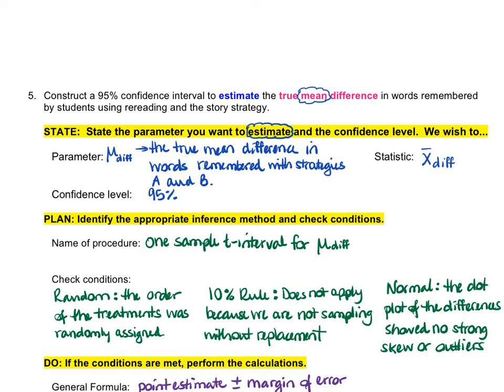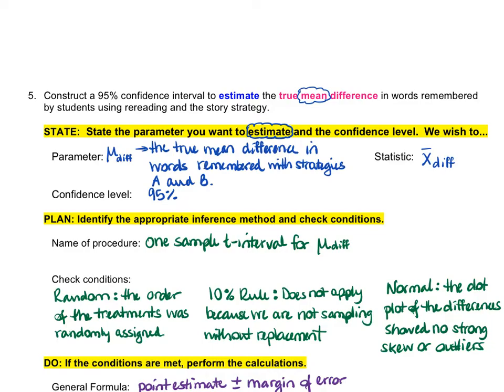In terms of the 10% rule, we are not sampling without replacement, so the 10% rule does not apply. And for normal, the dot plot of the differences that I showed a few minutes ago showed no strong skew or outliers. So normally we would show the dot plot at this point when we're checking the conditions, but since I showed it on the previous slide, I did not redraw it here.